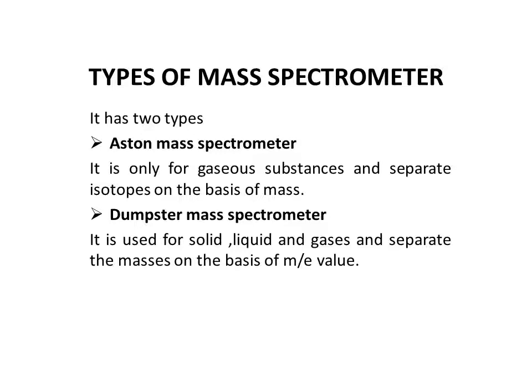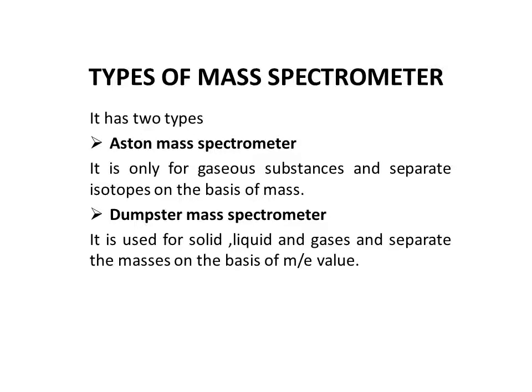There are two types of mass spectrometer. One is the Aston mass spectrometer and the second is the Dempster mass spectrometer. The Aston mass spectrometer was the old one. It is only for gaseous substances. It has no concern with solids and liquids. And it separates the isotopes on the basis of masses only.